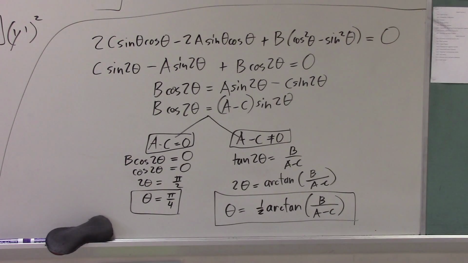Okay. So, I've learned so much. I've learned that I have to rotate my conics by 1/2 arctan B over A minus C, and the B prime term will disappear. All right.